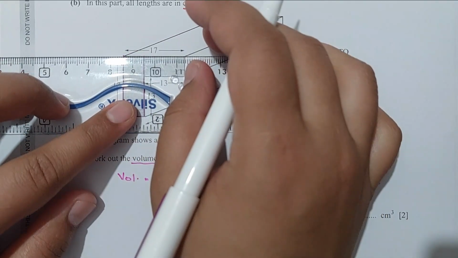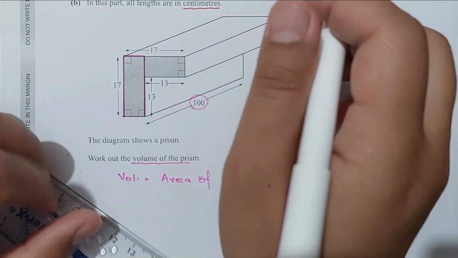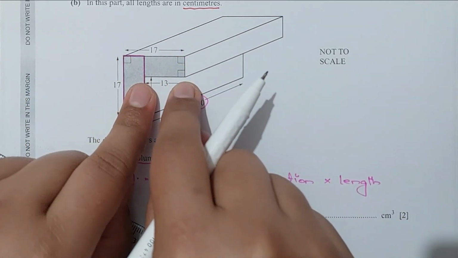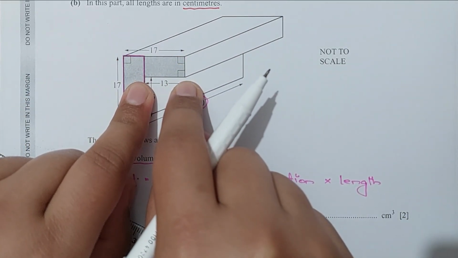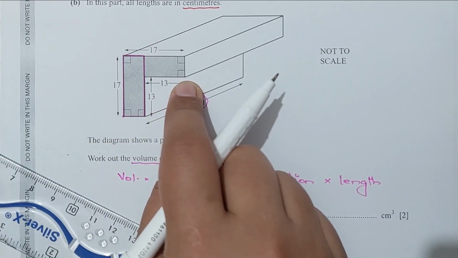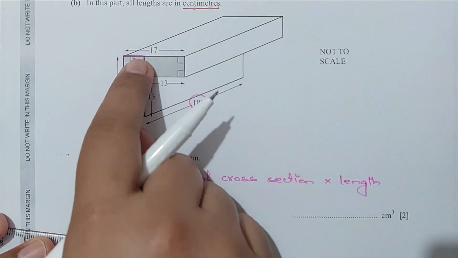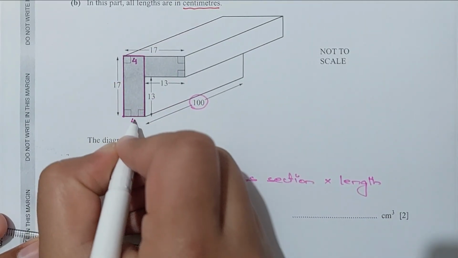The width of this rectangle. Okay, the whole length is 17. As you can see, this whole is 17, this one is 13. So in 13, what do we add to make 17? We add 4: 13, 14, 15, 16, 17. So this is 4.